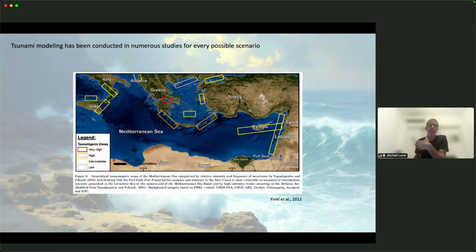Tsunami modeling has been conducted in numerous studies for basically every possible scenario. I don't want to go into the tsunami modeling. This is just a hazard map from 2012 showing the different areas that affect Port Said. So this is a tsunami map for the Suez Canal, showing the potential dangers of each one of these areas and their potential effect on Port Said. This map has been reproduced again and again in many papers dealing with the tsunami modeling. And as I said, I'm not really going to go into the modeling.